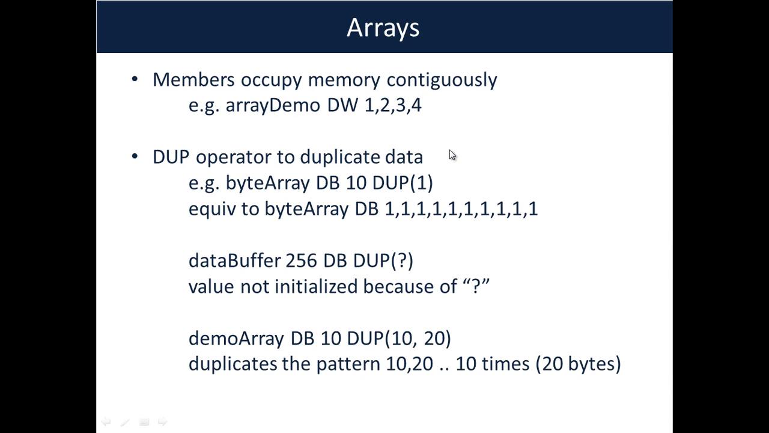Now one of the other interesting operators is the DUP operator, which is responsible for duplicating data. Let's say you want to create a byte array containing 10 elements, and all those elements should contain the value 1. You could do that by writing byte_array DB 10 DUP(1), and this creates 10 bytes all containing the value 1 as shown in this example.